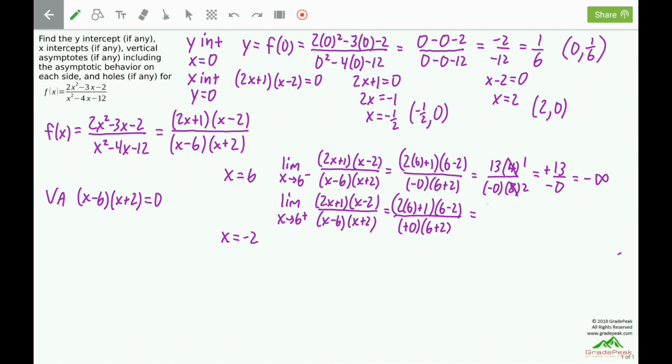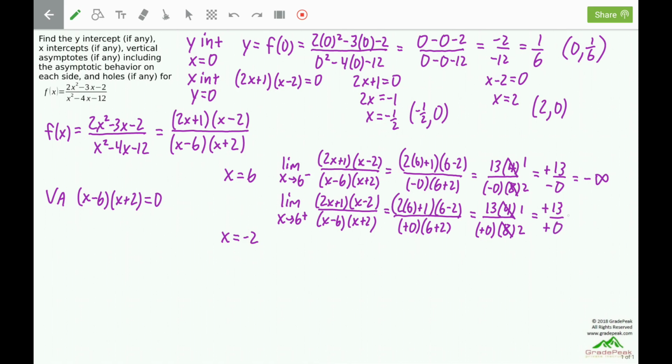Two times 6 plus 1 is a 13. 6 minus 2 is a 4 over a positive 0 times 6 plus 2, which is an 8. The 4 and the 8 can reduce by a factor of 4, leaving a 1 and a 2. 13 times 1 is 13. A positive 0 times a 2 will be a positive 0 times 2 is 0.